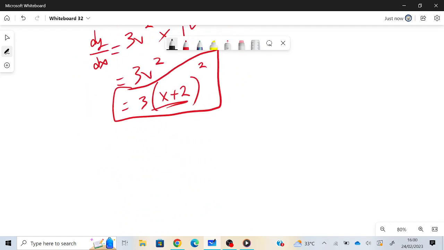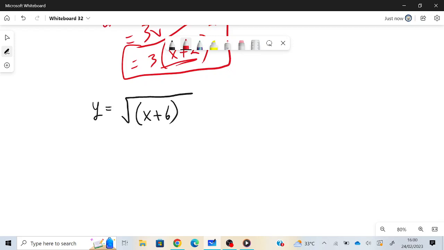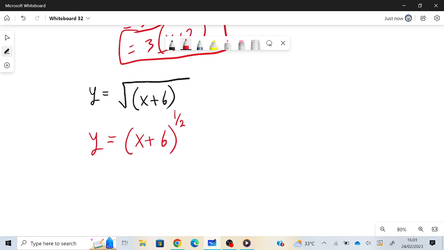Next example we have says find the derivative of y is equal to the square root of x plus 6. Alright, so this may look a bit complicated at first, but let's make it very easy. We know that anything that has a square root is simply that thing raised to power 1 over 2. So we can now write this as y equals (x plus 6) to the power of 1 over 2. So let's just go ahead and find the derivative of this.